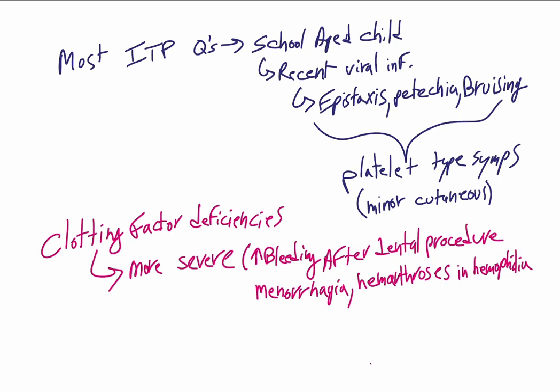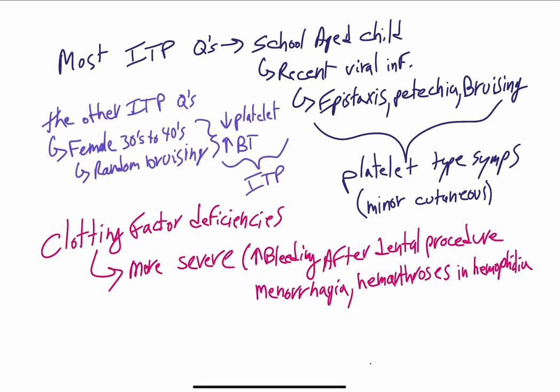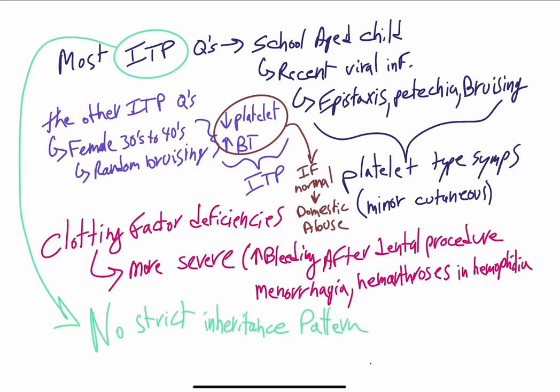This is opposed to clotting factor deficiencies, by contrast, which are much more severe, such as excessive bleeding after dental procedures, menorrhagia, hemarthrosis, and hemophilia. And the rest of those questions on the exam will show you a woman in her 30s or 40s with random bruising. If her platelet count is low and bleeding time is elevated, that is ITP. But if both are normal, you have to know that this is domestic abuse. The point is, if labs are normal, do not pick ITP. If labs are abnormal, then you can rock with it. Now, you also have to know that there's no strict inheritance pattern for ITP, but there are familial tendencies.